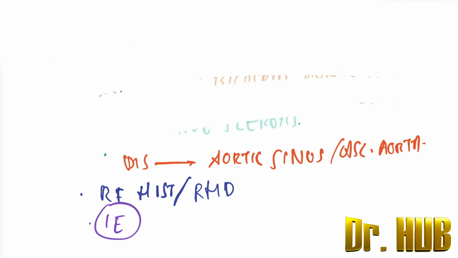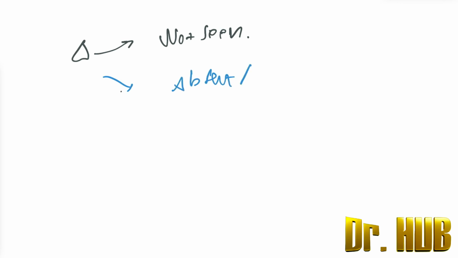Now let's look at the changes in terms of stage A. The changes include that it is not seen, it may be absent, or there is trace aortic regurgitation. Next we look at stage B. Here, stage B means it is progressive AR.